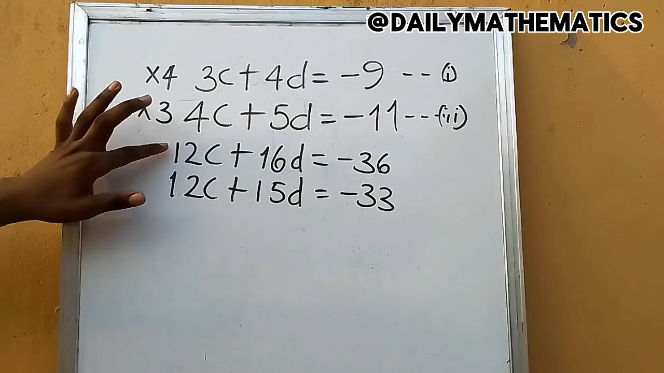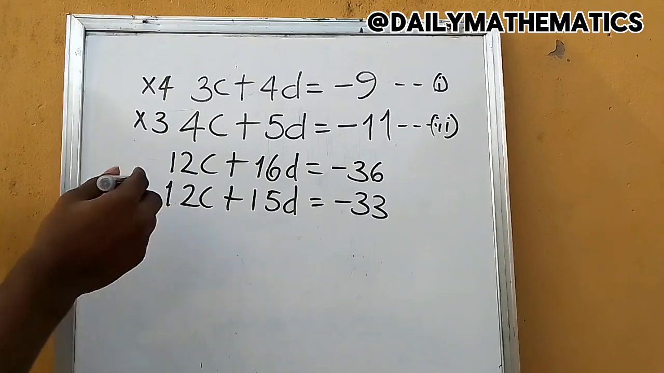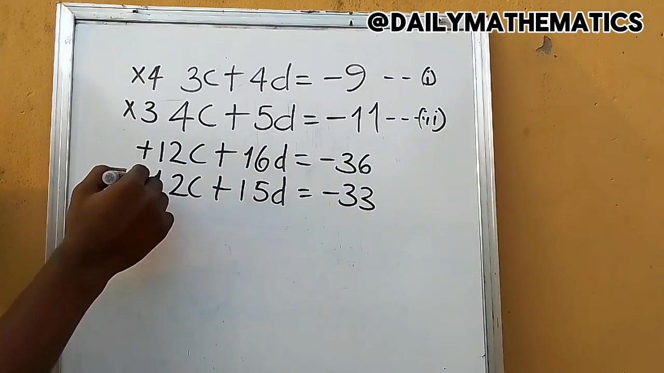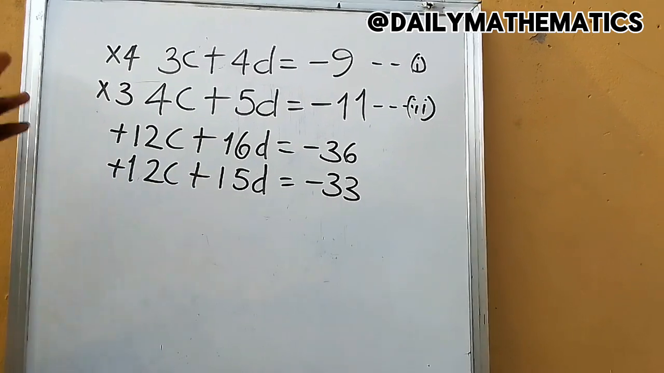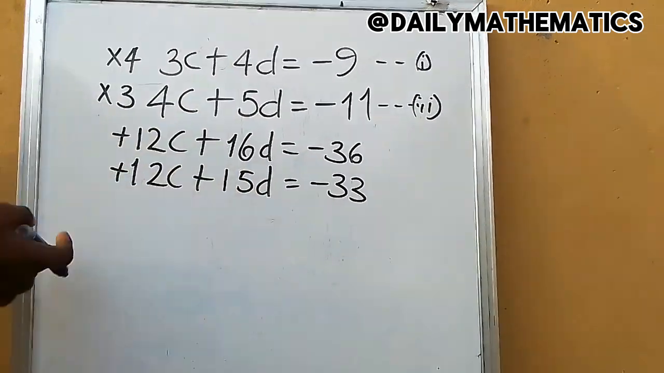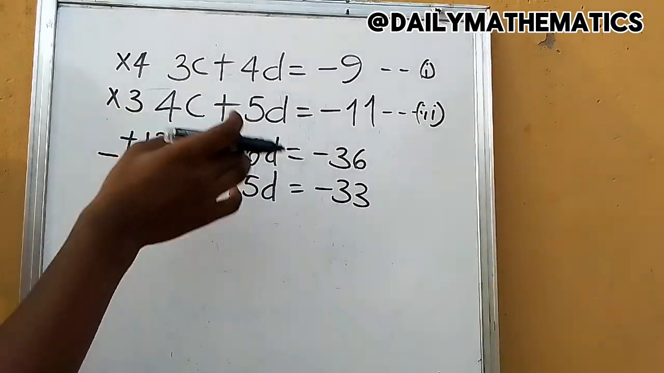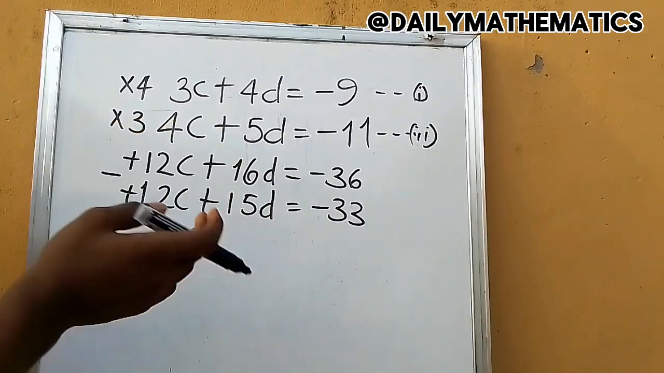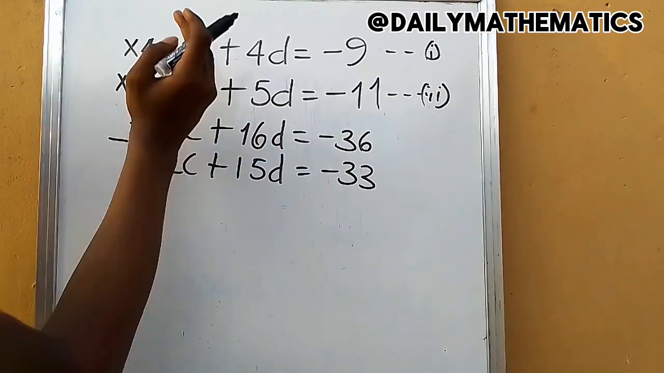Here C is 12, here C is also 12. So how do we cancel it? The symbol here is plus, and we have plus here too. So how do we now eliminate this out? By minusing the second equation from the first equation. We have to minus this second equation from the first equation so that this particular one will be eliminated.